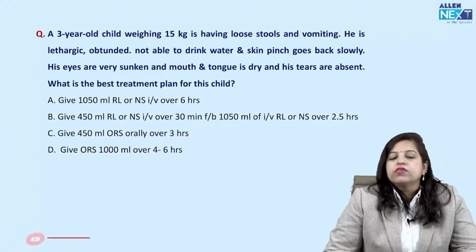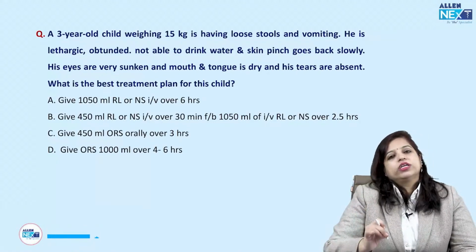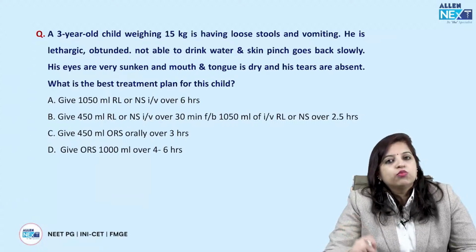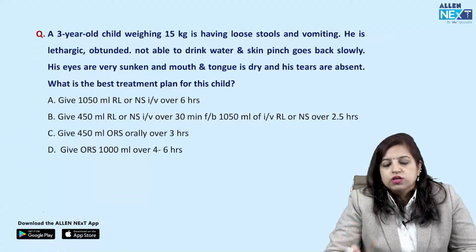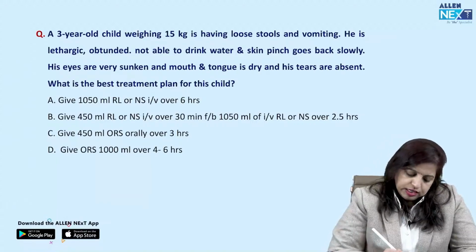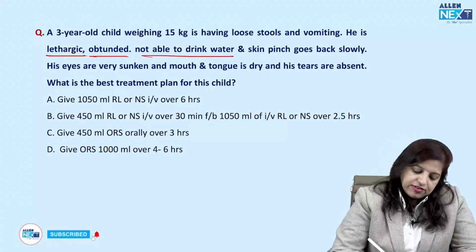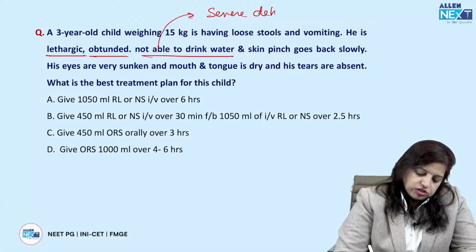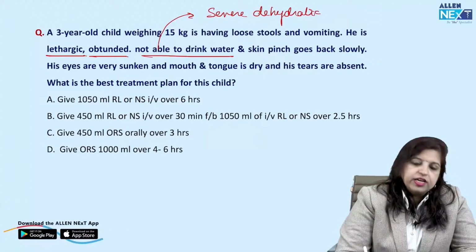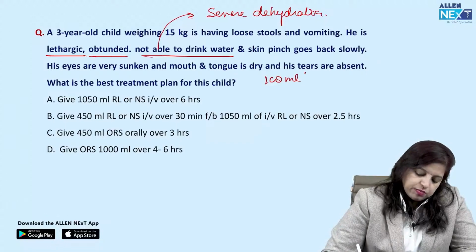See, first of all, we have to assess what is the level of dehydration in this child. Every year you get a question from this scenario. Pneumonia and diarrhea, you should be very thorough with. Definitely you will get a question. So this time, if you have seen the child is lethargic, obtunded, not able to drink water, definitely he comes in the category of severe dehydration. Now, how do we manage a severe dehydration? We know that in severe dehydration, we have to push in 100 ml per kg.